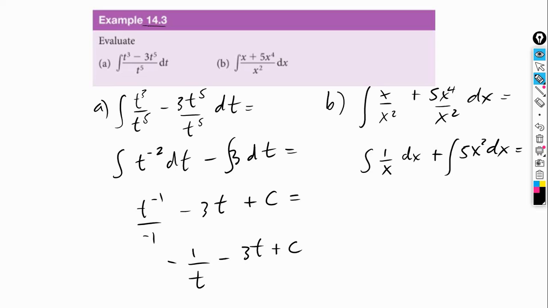Now 1 over x, the integration of that would be natural logarithm of x. Now notice that with natural logarithm, we tend to write it as an absolute value. So natural logarithm of the absolute value of x plus 5x cubed over 3 plus c.